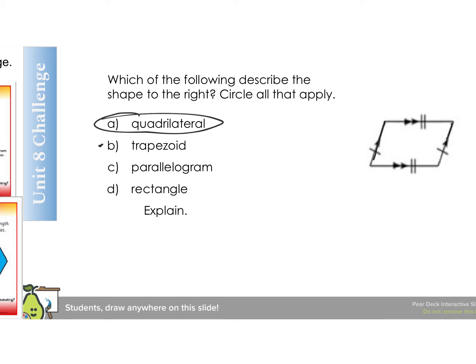Now, is it a trapezoid? A trapezoid, the definition is it has to have at least one set of parallel lines. So these two lines are parallel. So that would indicate that it is a trapezoid.